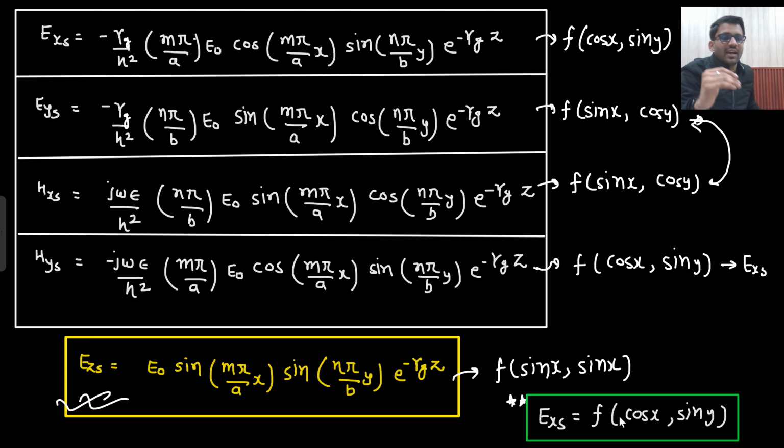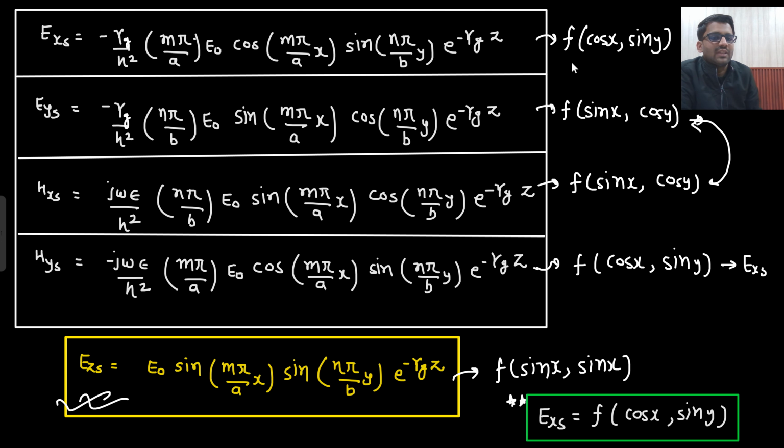So EX and HY are brothers, so cos x sin y will be there in HY as well. Now if in EX cos x and sin y is there, that means in EY you will have sin x cos y, and EY and HX are brothers, so certainly both will follow the same rule. This will be used in some of the questions. A very good level of questions can be framed from this particular concept.